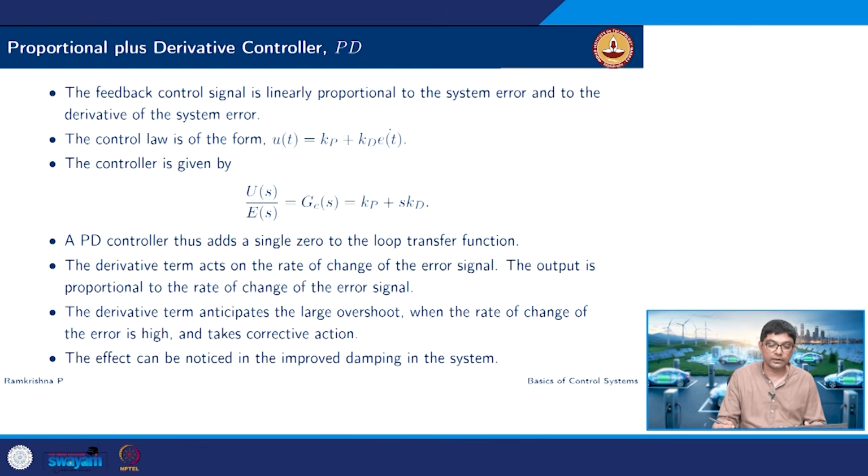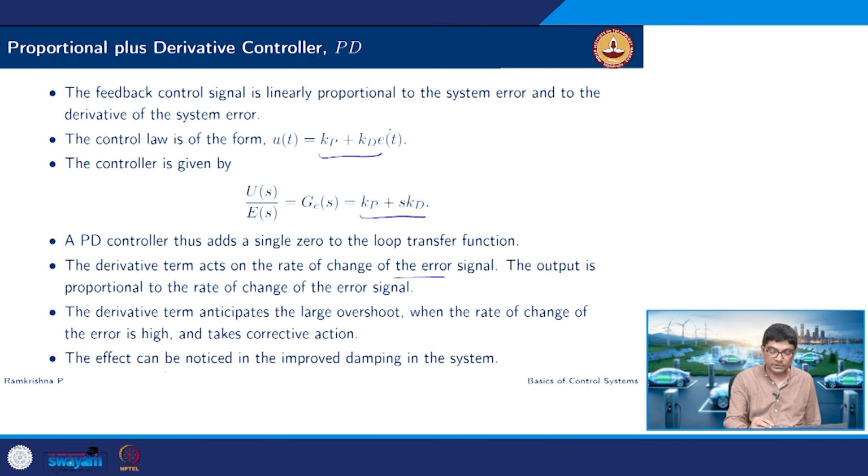Similarly, I look at the effect of a proportional plus derivative control, which has a transfer function of Kp plus s Kd. Kp and Kd, of course, are the gains that we can choose, and the derivative acts on the rate of change of the error signal, so the output is proportional to the rate of change of the error. As I said earlier, I can anticipate the error, and when the rate of error is high, I can take a corrective action immediately.